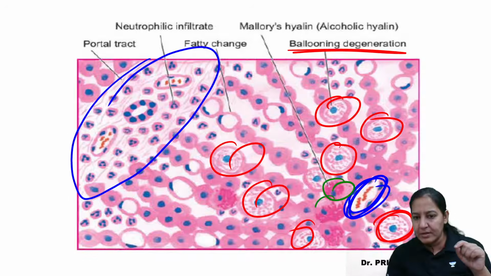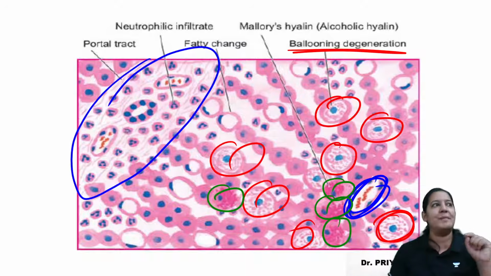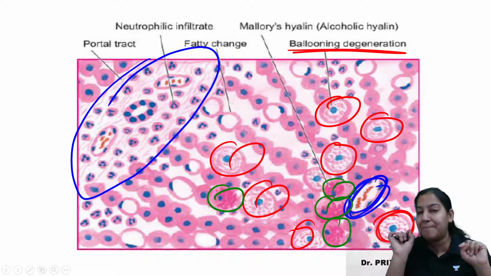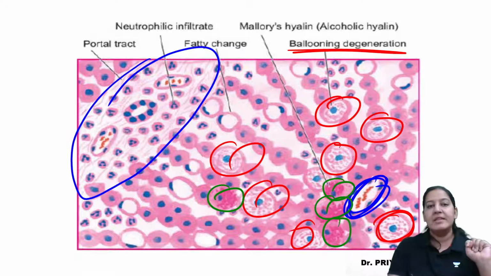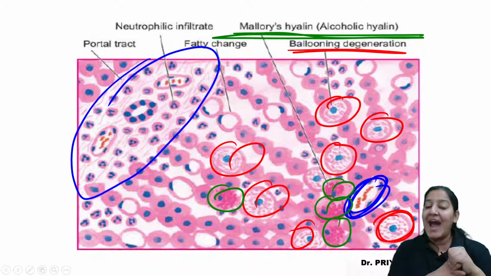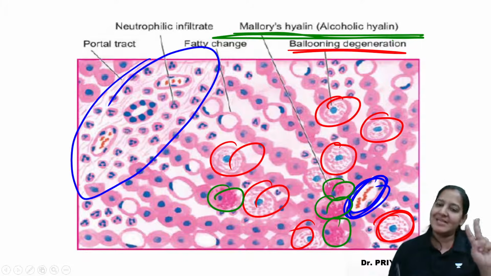Can you see this one, this one, this one in this image? These hepatocytes, see the cytoplasm of these hepatocytes. In the cytoplasm you can see pink colored inclusion bodies. These cells are known as Mallory hyaline cells, Mallory-Denk cells, right? So that's the second type of injury.